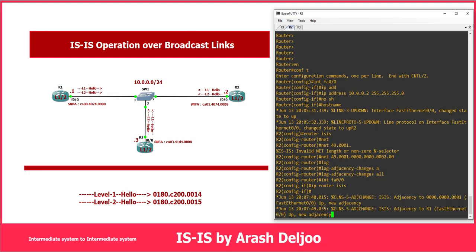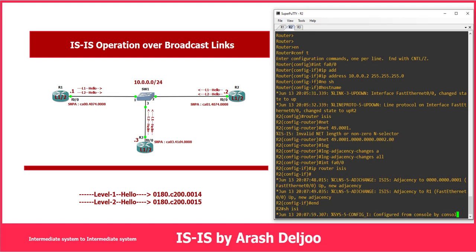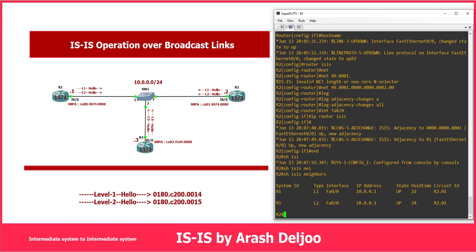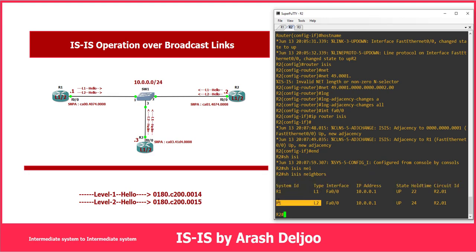We expect to see two neighborships. Why? Because both of these routers are level 1-2 routers. Look here, show ISIS neighbors. As you can see, we have two neighborships with router 1. The first is L1 and the second is L2.